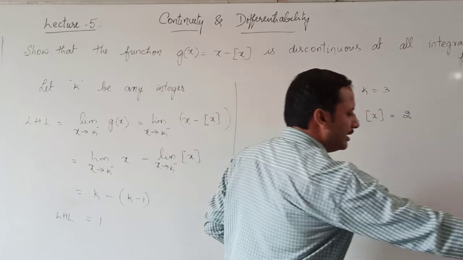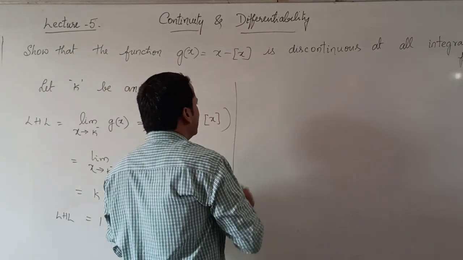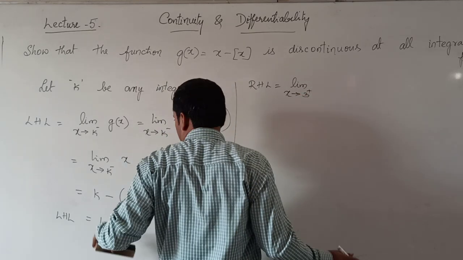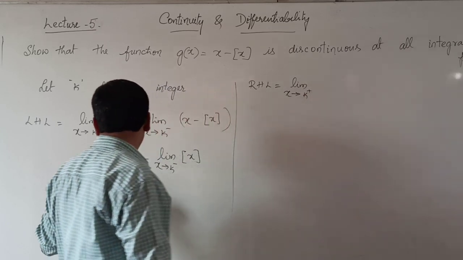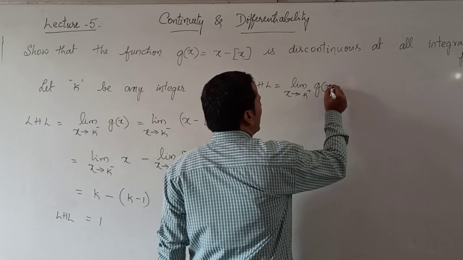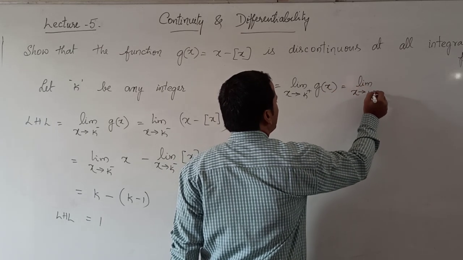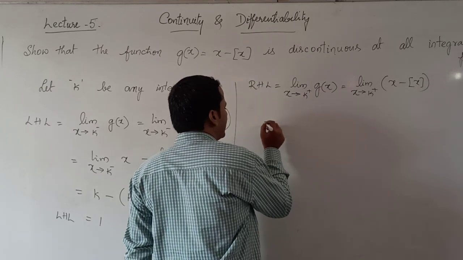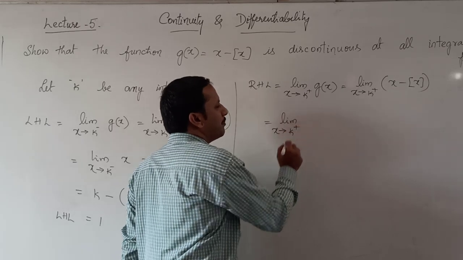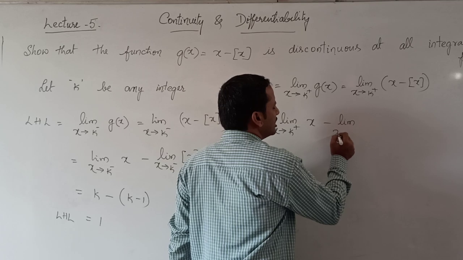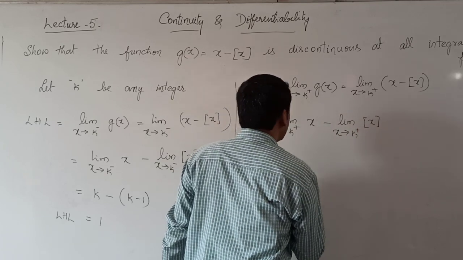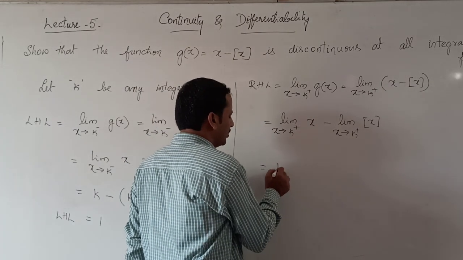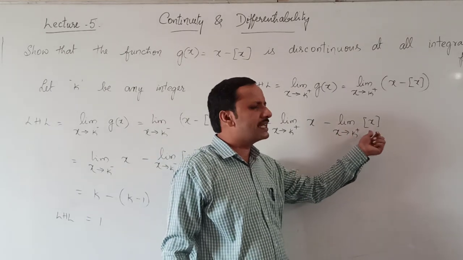Now I would like to find the right hand limit. The right hand limit is equal to the limit as x tends to k plus of g of x. What is g of x? It is x minus step x. Now I will find the limit for these two separately. This is equal to the limit as x tends to k plus of x, minus the limit as x tends to k plus of step x. This is equal to the limit as x tends to k plus, when x approaches k from the right side, x will become k itself, minus, when x approaches k from the right side, step x.